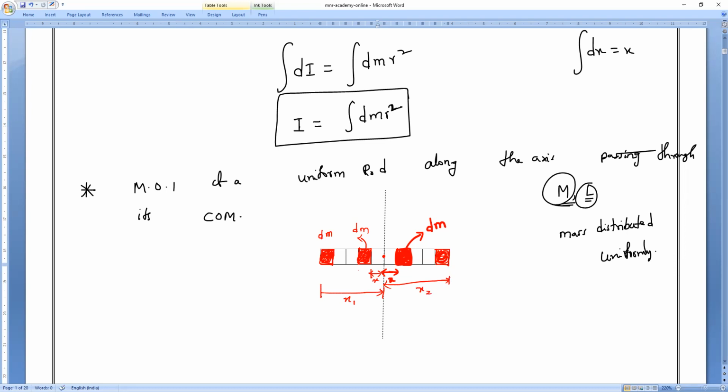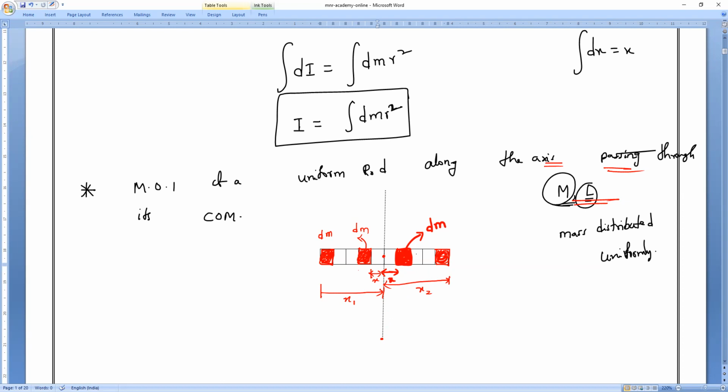Now does this r remain constant or vary? If I take different particles, definitely this distance from the center of mass is not equal. It is a uniform rod and the axis passes through the center of mass. The total length of the rod I will take as L.